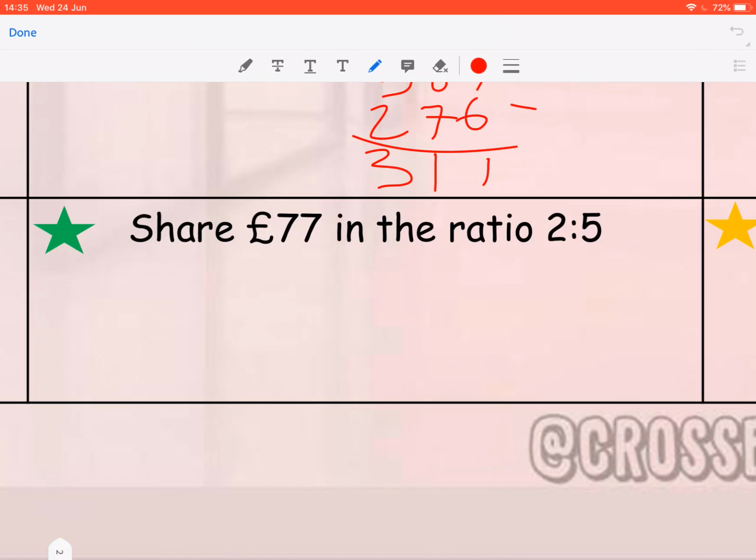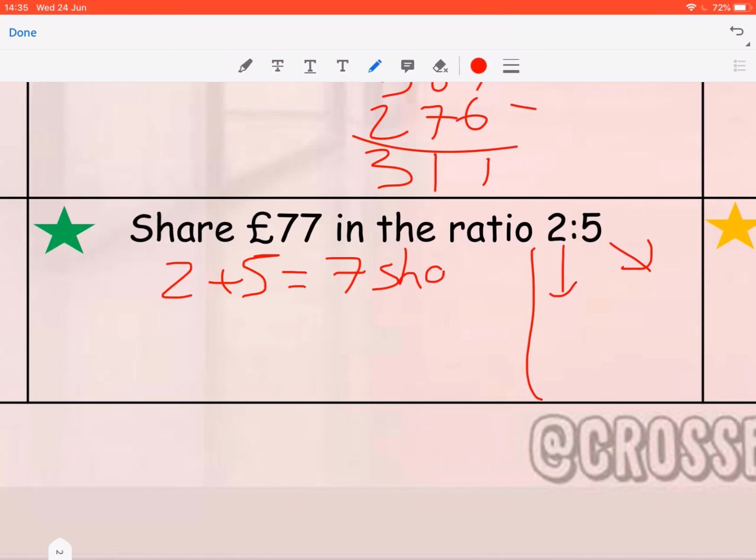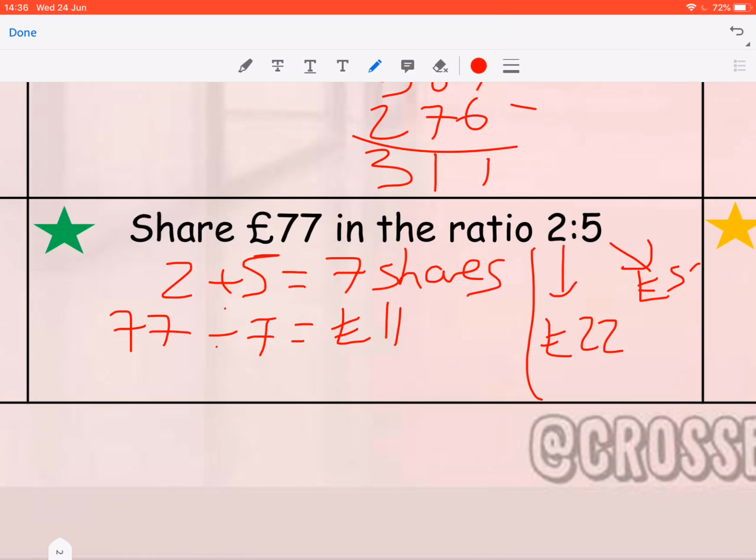Share £77 in a ratio 2 to 5, okay. I've got to work out first how much the shares add up to. 2 plus 5, altogether 7 shares. £77 is the amount of money, divided by 7 gives me £11 per share. There's £11 per share, 2 lots of that is 22, and 5 lots of that is 55.